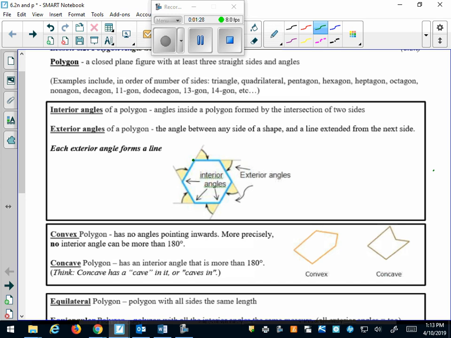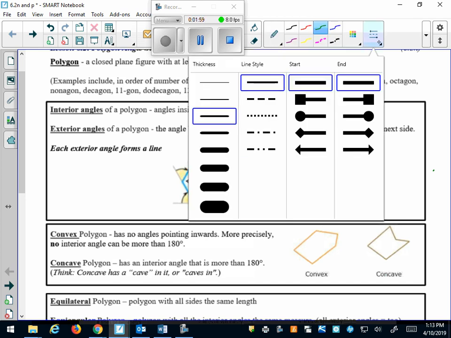And exterior angles are always formed by extending one side of the polygon, and then that angle that's there, what's the relationship of that exterior angle to the interior angle? Supplementary, because it forms a linear pair. I would like you to write that actually. Each exterior angle forms a linear pair with an interior angle.